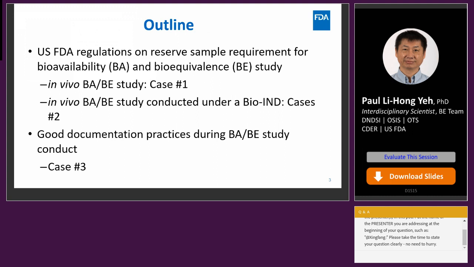In this session, we will review U.S. FDA regulations on reserve sample requirements for bioavailability and bioequivalence study, including in vivo BA/BE study in case number 1, and in vivo BA/BE study conducted under a bio-IND in case number 2. Also, we will talk about good documentation practices during BA/BE study conduct, as in case number 3.